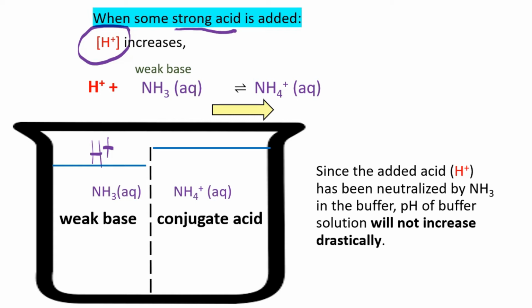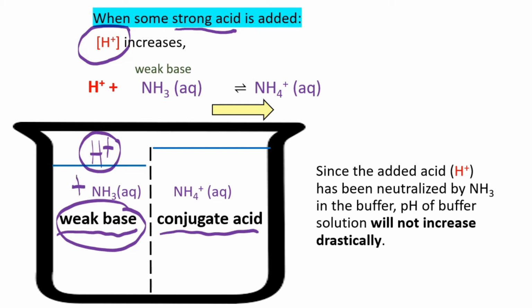Because a basic buffer contains a weak base and a conjugate acid, the weak base, which behaves as a base, would bind with the hydrogen ions to produce the ammonium ions. By doing this, the added hydrogen ions would be removed from the buffer. And because of this, all the added hydrochloric acid would be neutralized by our ammonia. The pH of the buffer would not change drastically.